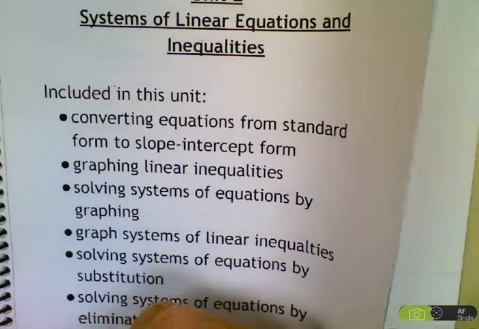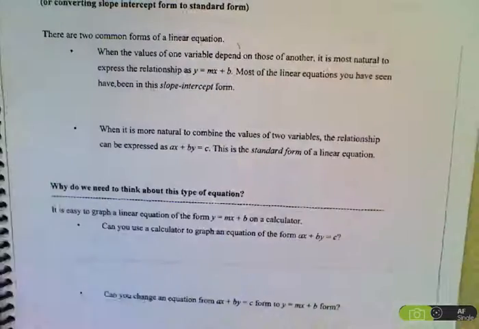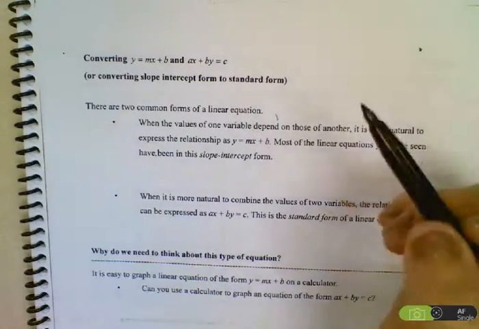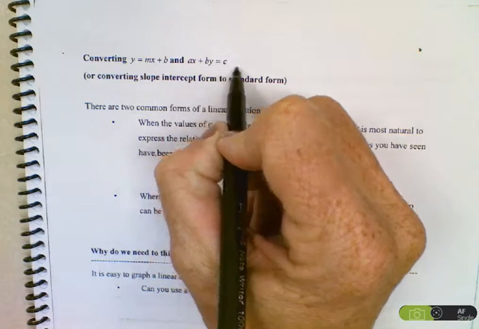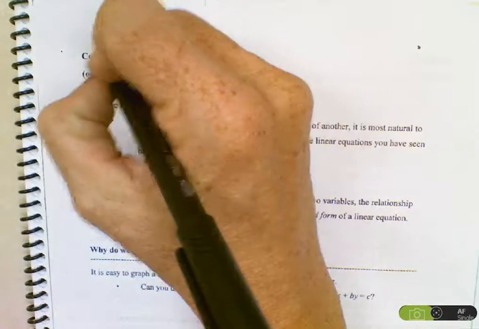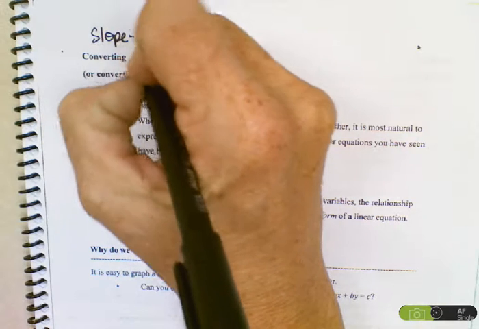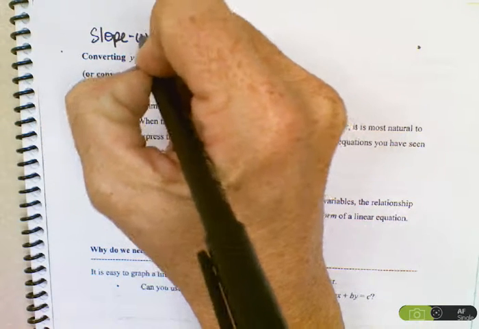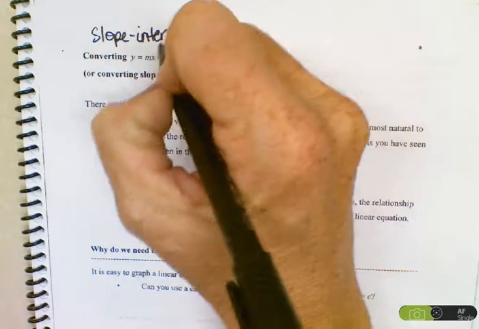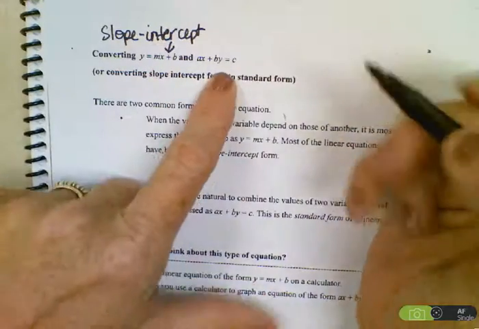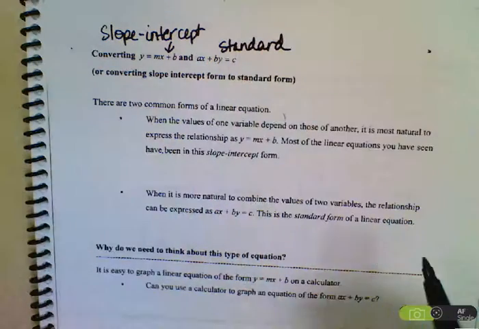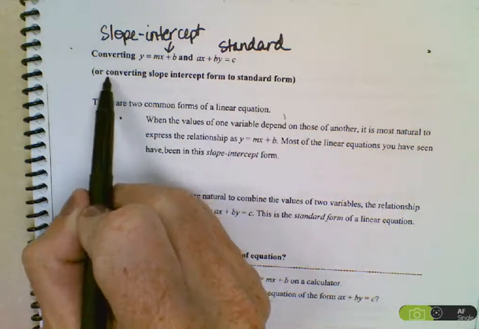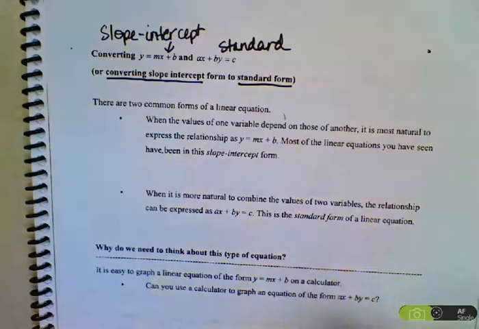So I need you to flip to page 2-1 in your packet. And this section is just talking about converting y equals mx plus b and ax plus by equals c. So y equals mx plus b we know is called slope-intercept form. And ax plus by equals c would be standard form. So you're going to hear me use those two terms quite a bit. So we're going to learn how to convert from slope-intercept form to standard form and back and forth again.